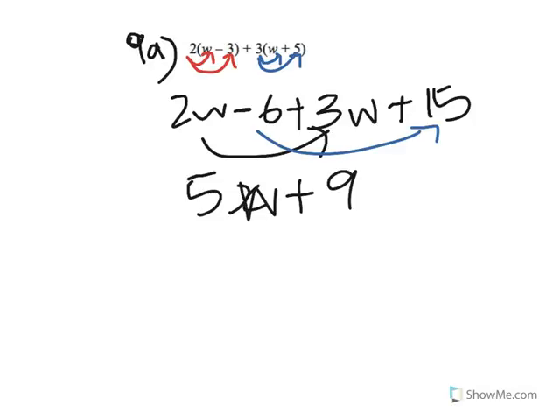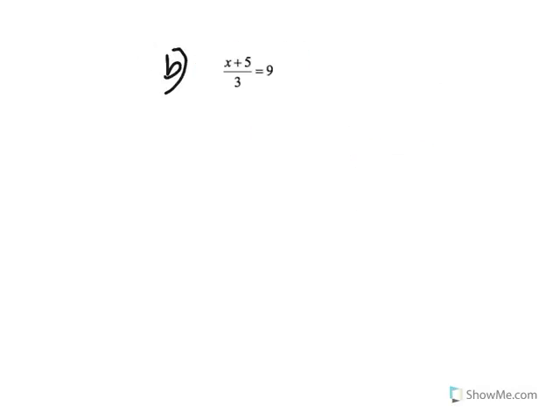I mean 5w plus 9, sorry. Alright, B is pretty easy, 9b. And they're asking you to solve the equation for x. So basically, you got to get x alone.